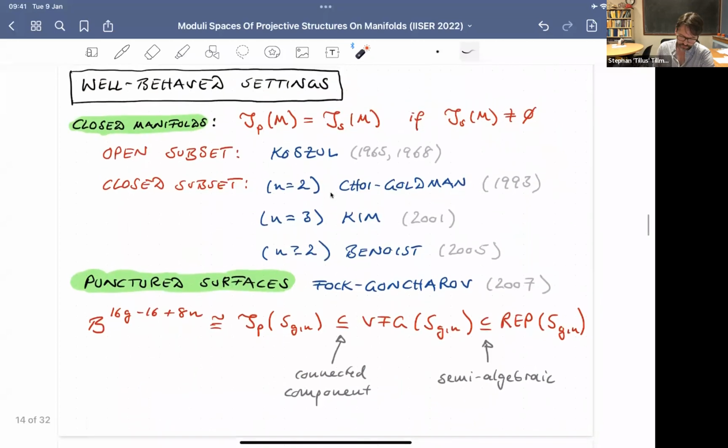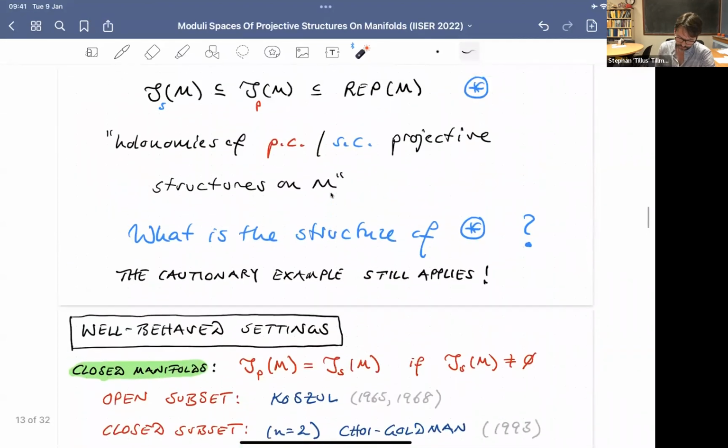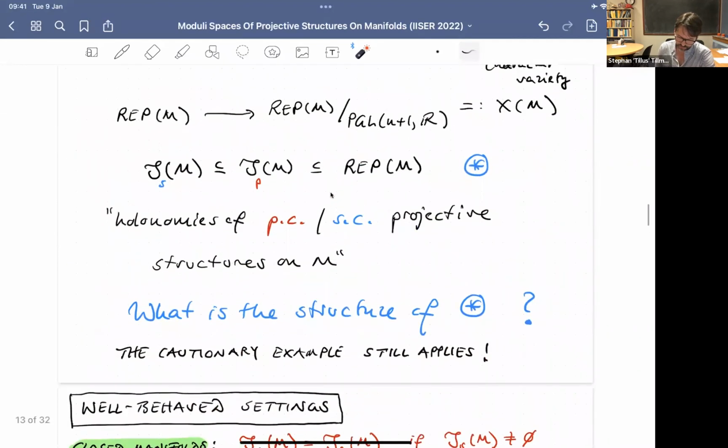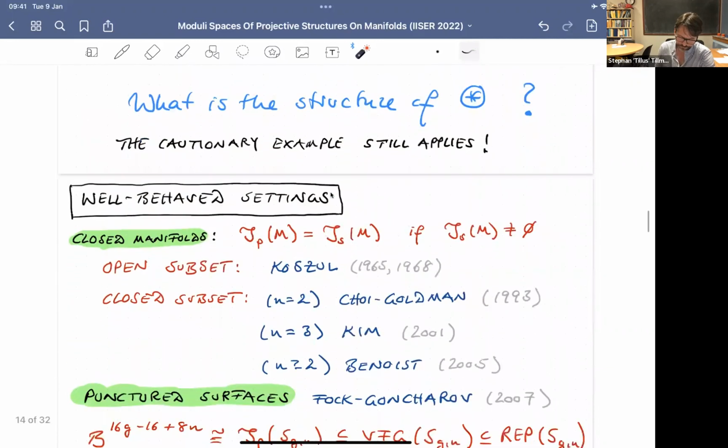So here are some well-behaved settings that I could talk about. For closed manifolds, things are actually very clear. If you have any strictly convex projective structure, then every properly convex structure is automatically strictly convex. So these sets are the same. And in terms of this inclusion, we ask, how does it sit inside this representation space?